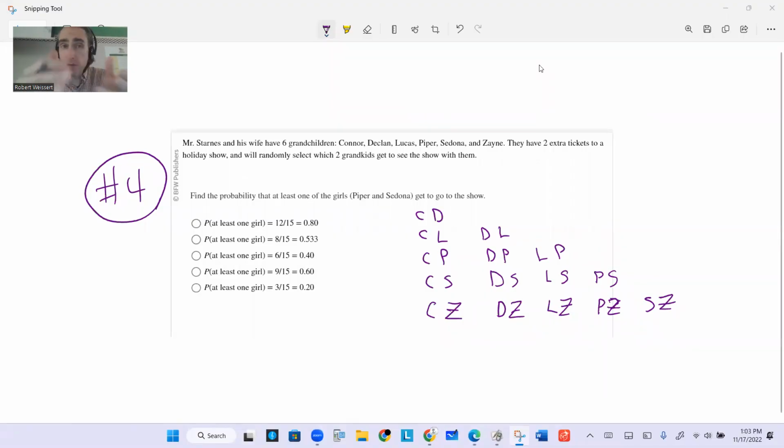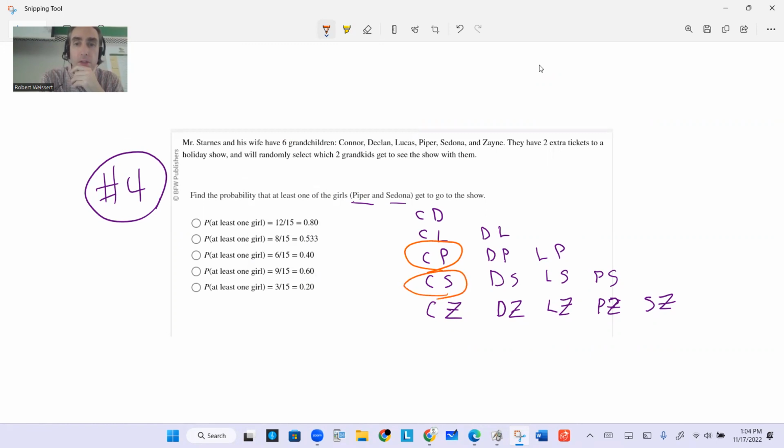Question 4 is going to have the same sample space. I went ahead and abbreviated it to use the same sample space here. It says they will randomly select 2 grandkids to see the show with them. Find the probability that at least one of the girls, Piper and Sedona, gets to see the show. So if I look at my girls, we're talking about Piper and Sedona. Any ones with the P or the S, at least one. That's Piper Sedona together, and then Sedona and Zane here. So that's how many of those we have: 1, 2, 3, 4, 5, 6, 7, 8. So 8 out of the 15 have at least one girl.